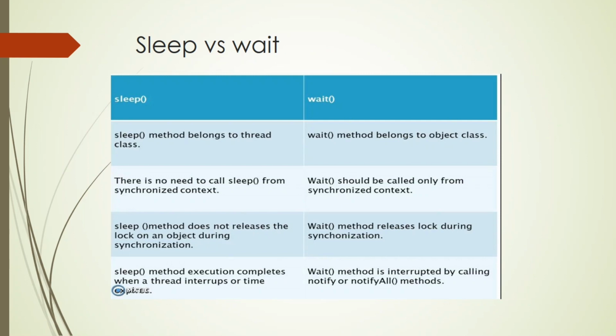And wait should always be used from a synchronized context. I mean, only from a synchronized block or synchronized method can we use wait. But sleep we can call anywhere. And wait belongs to the Object class, whereas sleep belongs to the Thread class.